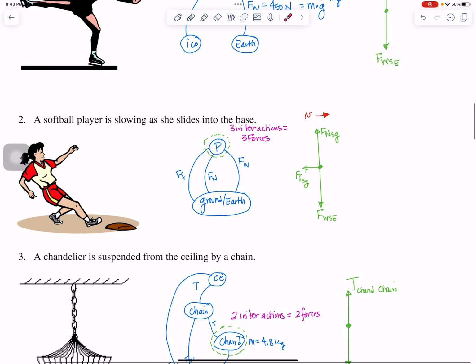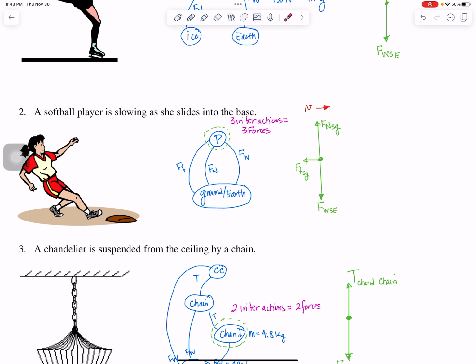Okay, number 2. A softball player is slowing down as she glides into the base, so you're going to put a boundary around the player. There are 3 interactions, 1, 2, 3, and so there are going to be 3 forces. As always, I have to have my weight going down. The only time I don't have weight going down is when I am not on the earth, when I'm in outer space. I have normal force going up, and it is the same length. So normal force, the weight force on the skater by the earth, normal force on the skater by the ground.